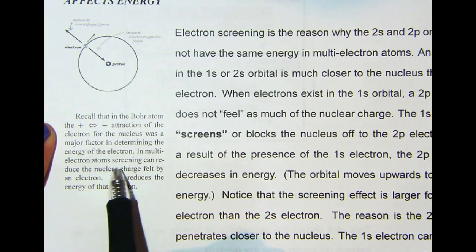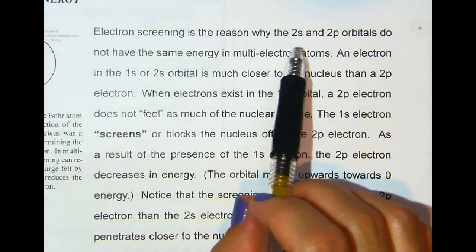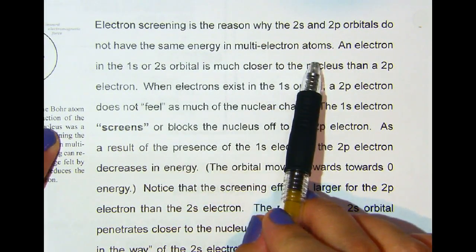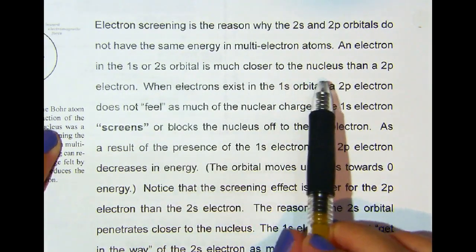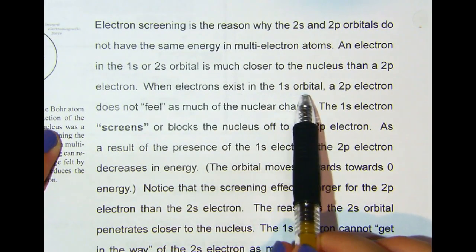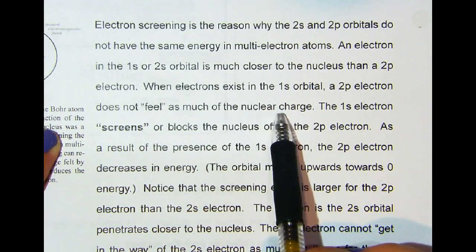In multi-electron atoms, screening can reduce the nuclear charge felt by the electron. This reduces the energy of that electron. So electron screening is why the 2s and 2p orbitals do not have the same energy in multi-electron atoms. An electron in the 1s or 2s orbital is much closer to the nucleus than a 2p electron. When electrons exist in the 1s orbital, a 2p electron does not feel as much of the nuclear charge.